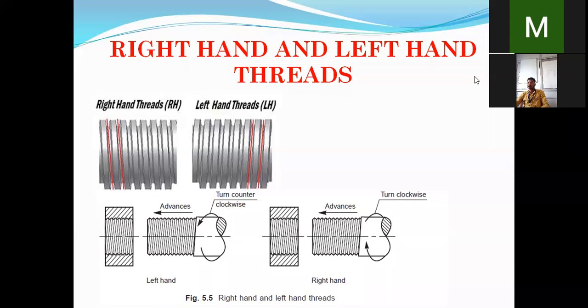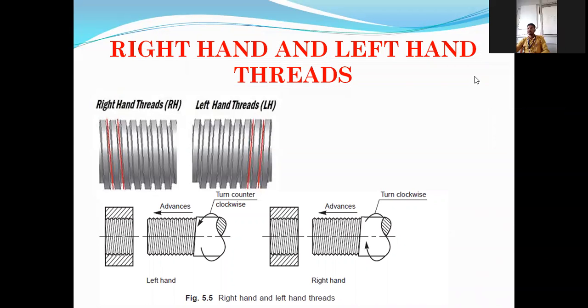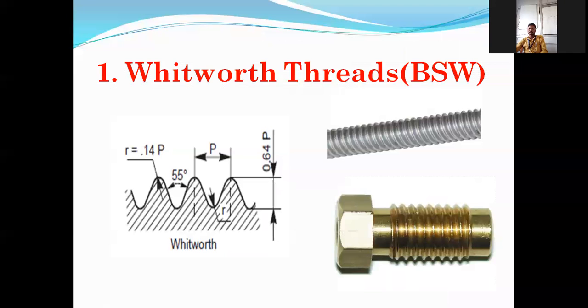How to identify types of thread, those basic rules we have seen. How we can identify types of thread was discussed. Further, thread angle and application. It was the most important thing related to this. What is the thread angle and what was its application, that we have seen.